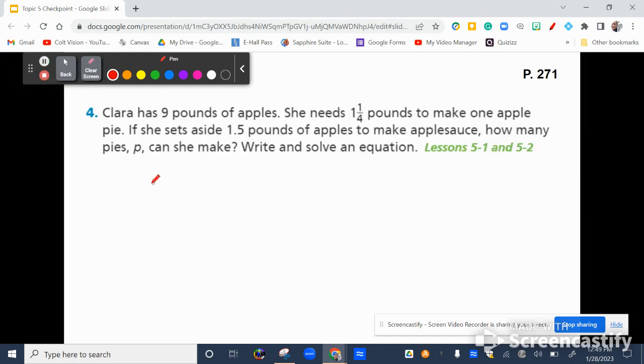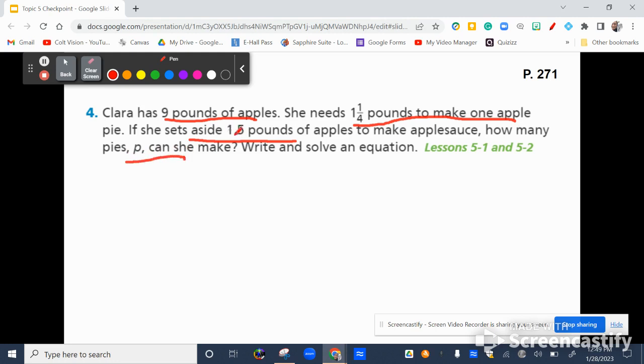Okay, last one. And then finally, Clara has 9 pounds of apples. She needs 1 1/4 to make 1 pie. So that's 1 1/4 apples per pie. If she takes out 1 1/2 pounds of apples to make applesauce, how many pies can she make?